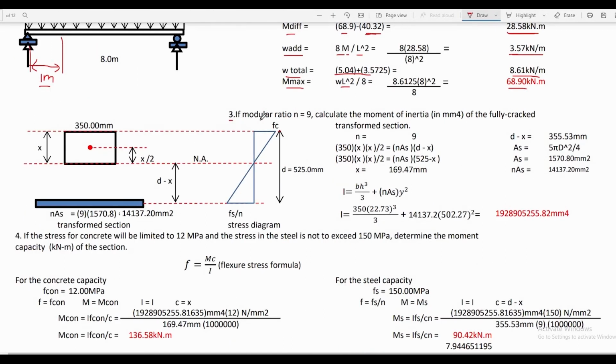We will now proceed to problem 3. If modular ratio n is equal to 9, calculate the moment of inertia in millimeter raised to 4 of the fully cracked transformed section. Since our problem stated a fully cracked transformed section, it means that we are at the second stage that a reinforced beam undergoes before it will reach its ultimate strength.